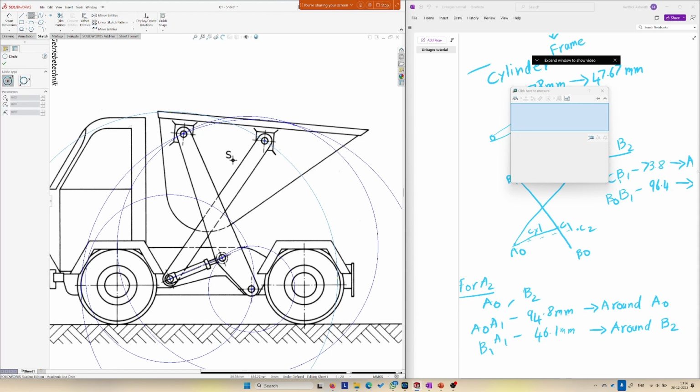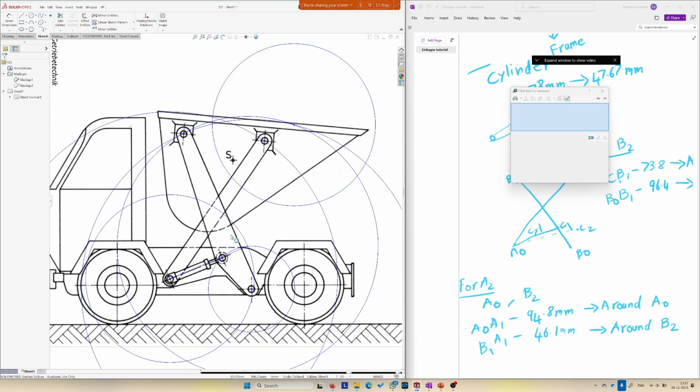Just a moment. Where is my cursor? Here. So this is the B2 point. I will make the circle 46.1. Alright. Now you have to remember which circle is which. So this is the circle you are looking at.